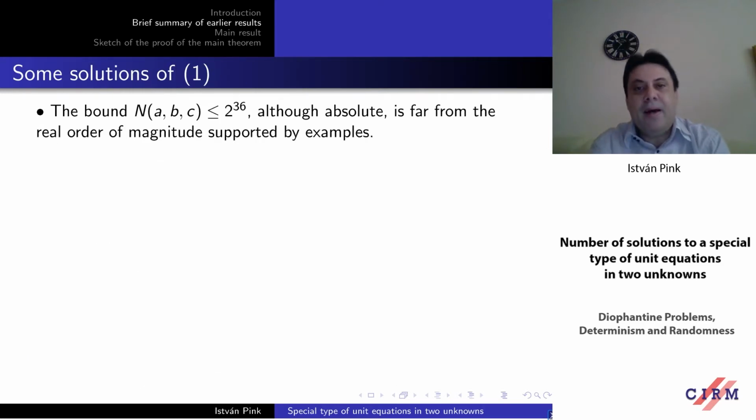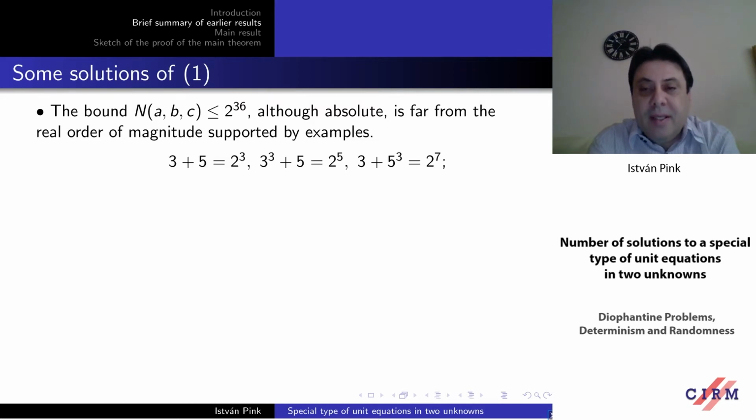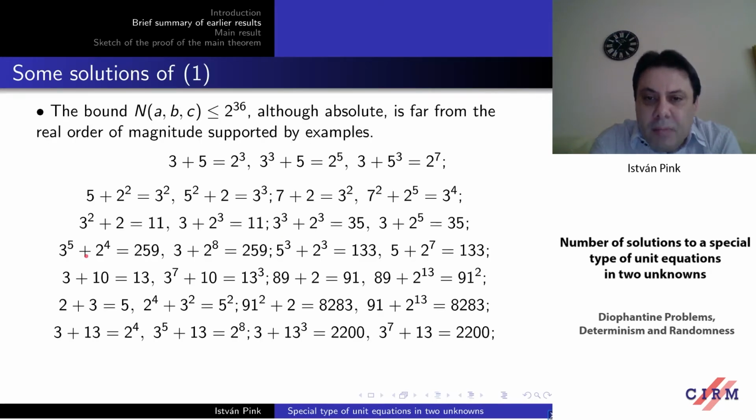Okay, the bound 2 to the 36 is absolute, but it is far from the real order of magnitude supported by examples. Namely, I will give some examples here. If I choose 3, 5, and 2 for the basis, then it is well known that for this choice of basis, our equation has exactly 3 solutions. Then there are many choices of basis for which our equation has exactly 2 solutions.